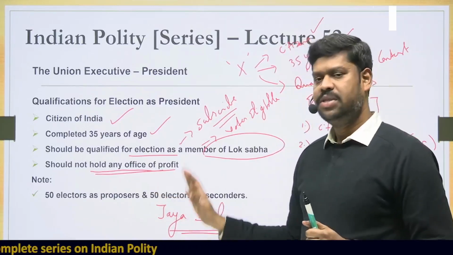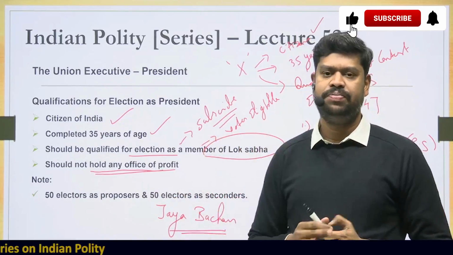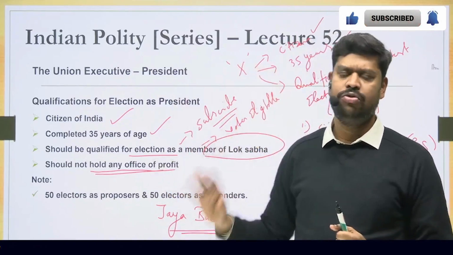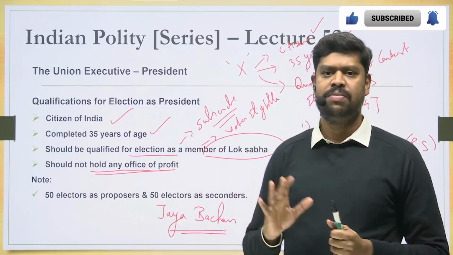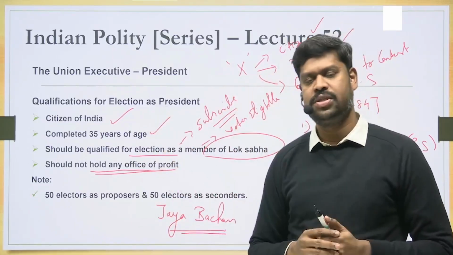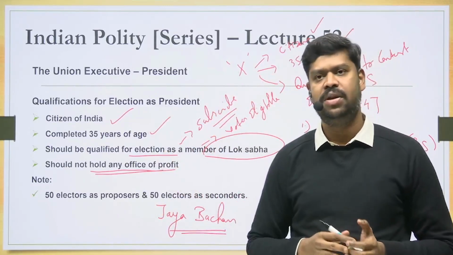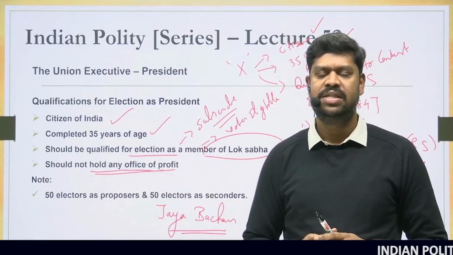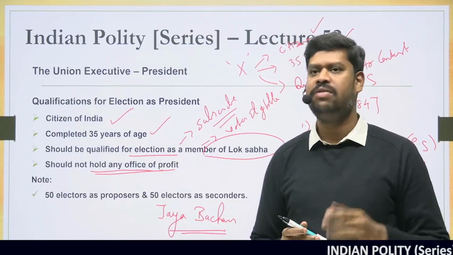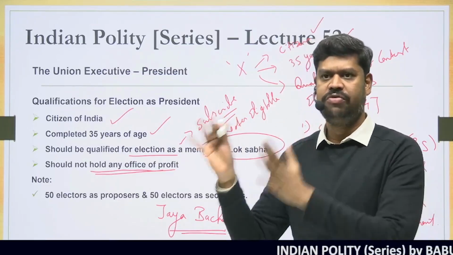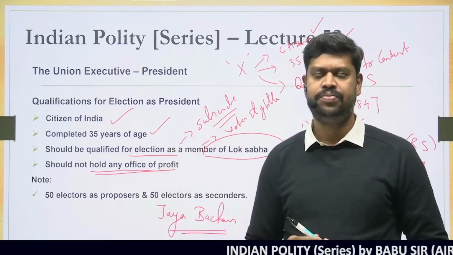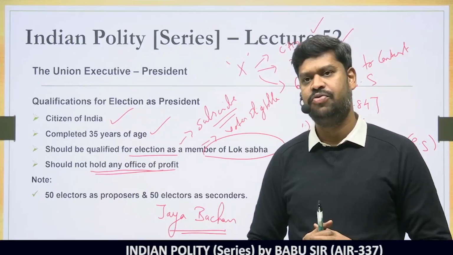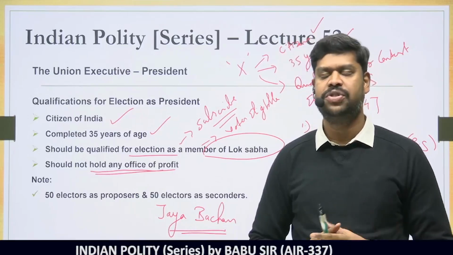So Jaya Bachchan was a member of parliament in the Rajya Sabha, and this case was way back in 2006. When she was a member of parliament in the Rajya Sabha, she was also appointed as the chairman of the Uttar Pradesh Film Development Corporation, which is an office under the state government of Uttar Pradesh. She is a member of parliament and she is appointed as the chairperson of the Uttar Pradesh Film Development Corporation.